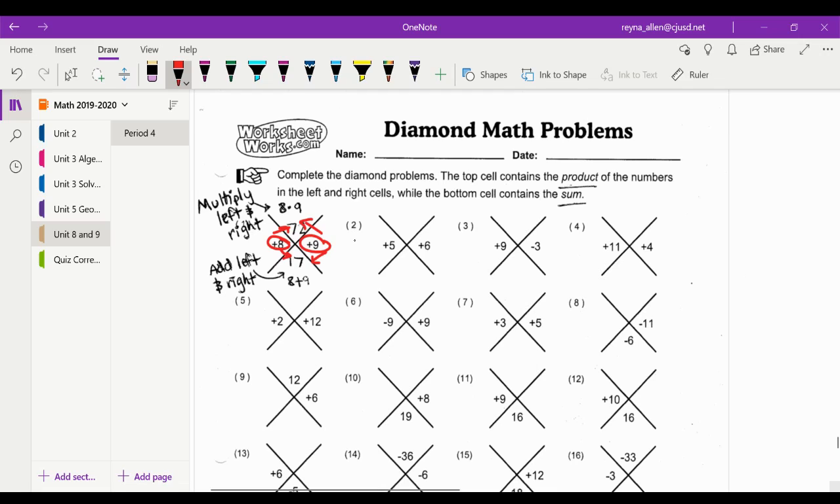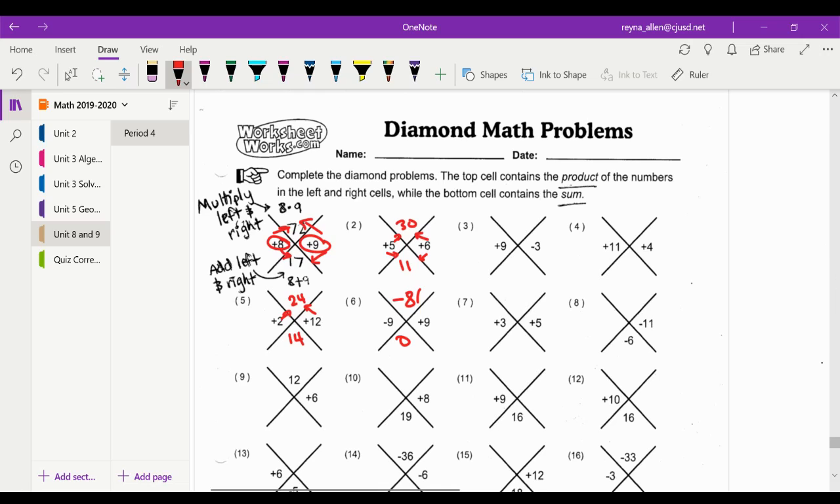Okay, so number 2, we are going to do 5 times 6, which is 30. And then we are going to add them. 5 plus 6 is 11. Okay, number 5, 2 times 12 is 24. And 2 plus 12 is 14. Okay, negative 9 times positive 9 is negative 81. If I add them, then I get 0.